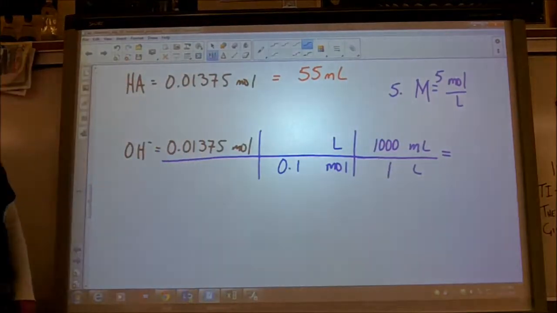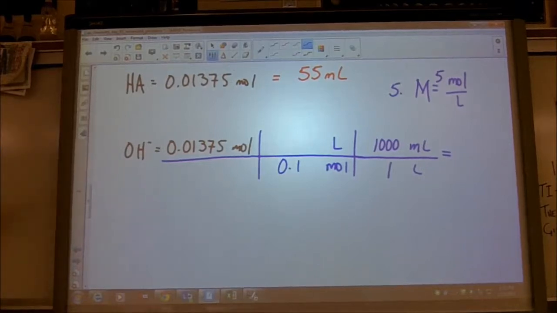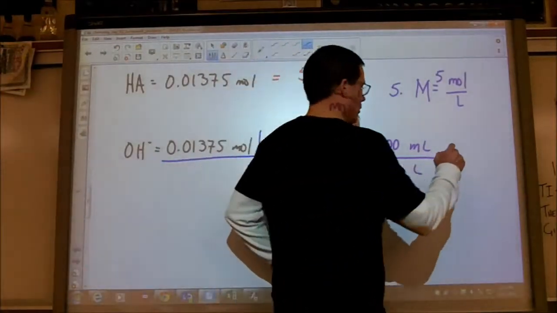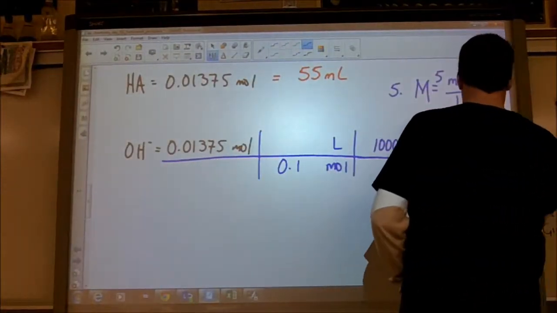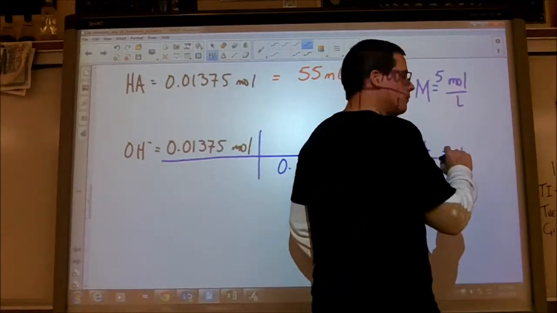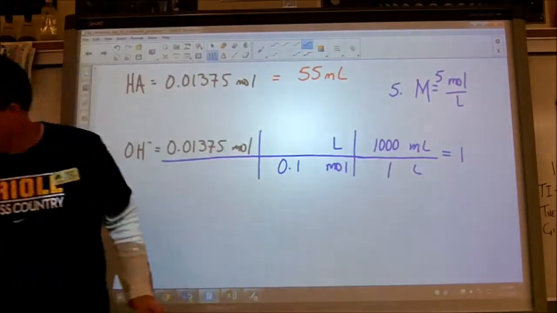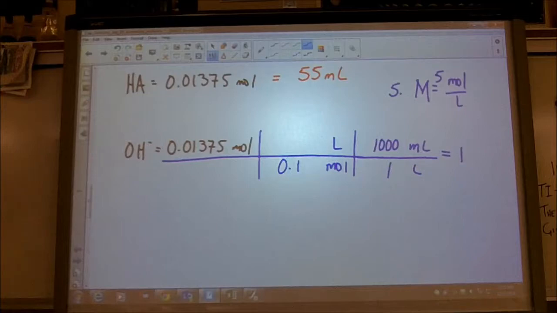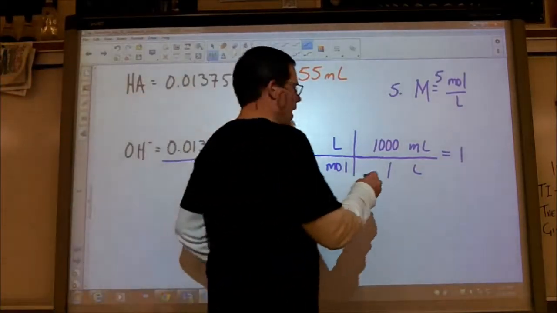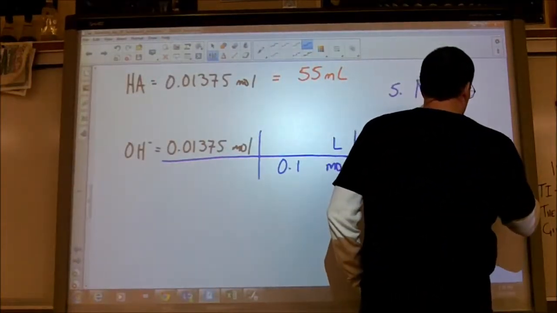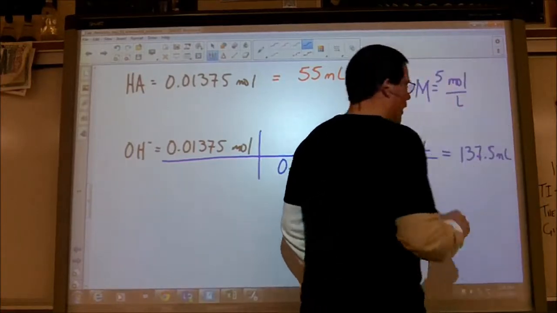And we actually do need the number of milliliters because we're going to add the volumes together. And then whatever that equals. 100, or 137 and a half? Okay, I like that. So there's how much.